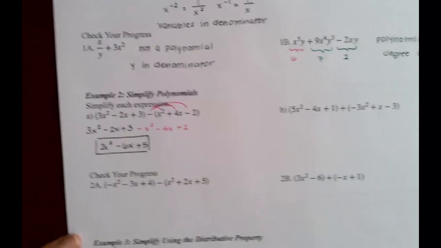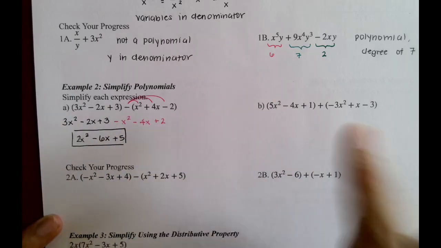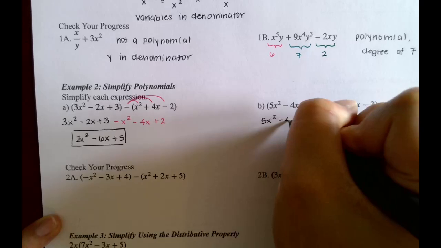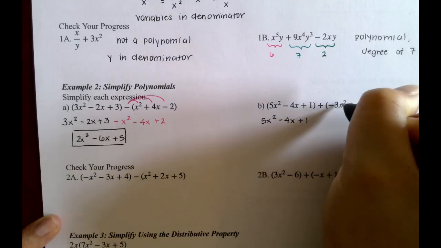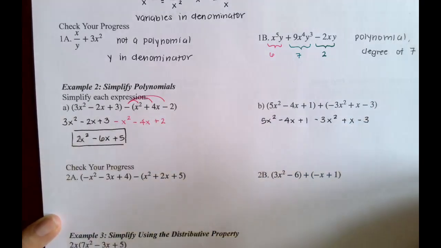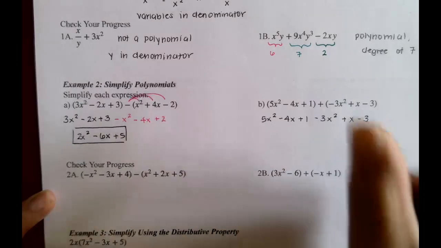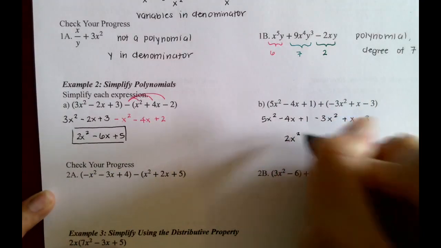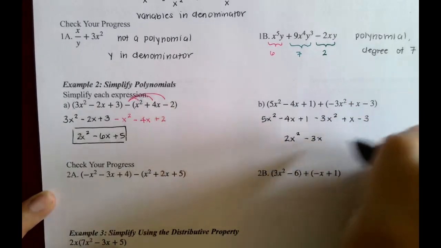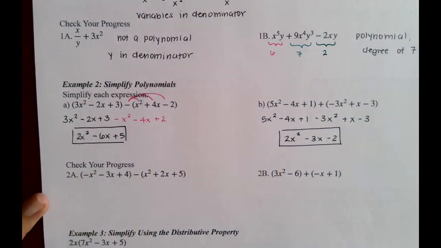Okay. With the next one here, we're adding. Adding is a little bit easier because we don't have to change signs. So when we're adding polynomials, all we're doing is we're just going to rewrite it without the parentheses. So adding a negative here is just negative. So negative 3x squared plus x minus 3. Okay, and then all I have to do is combine like terms. So 5x squared minus 3x squared is 2x squared. Negative 4x plus x is negative 3x, and 1 minus 3 is negative 2. So my final answer is 2x squared minus 3x minus 2.